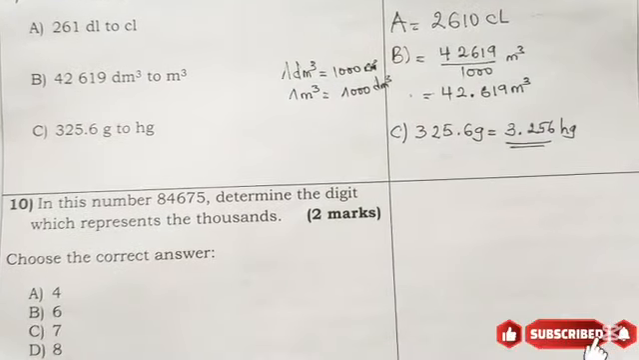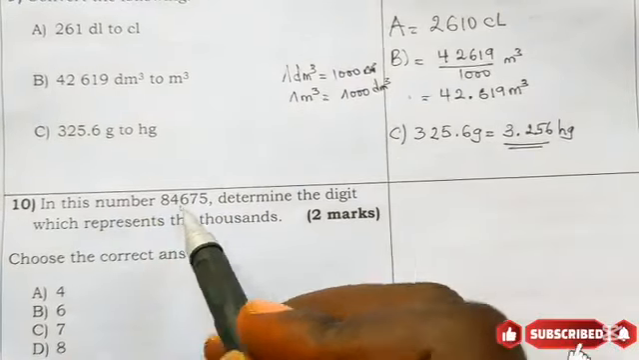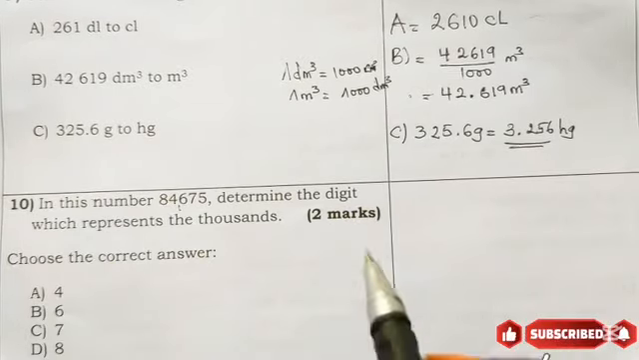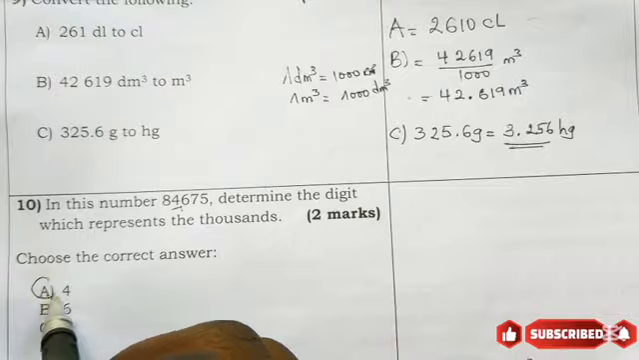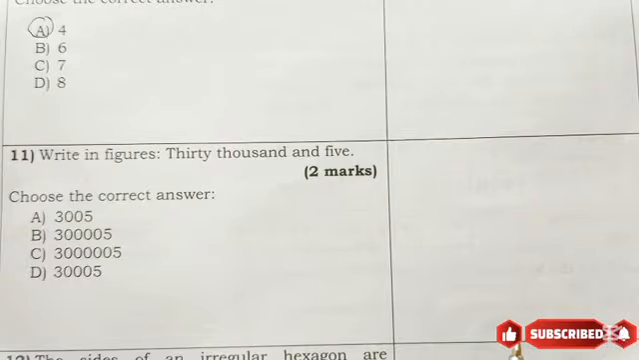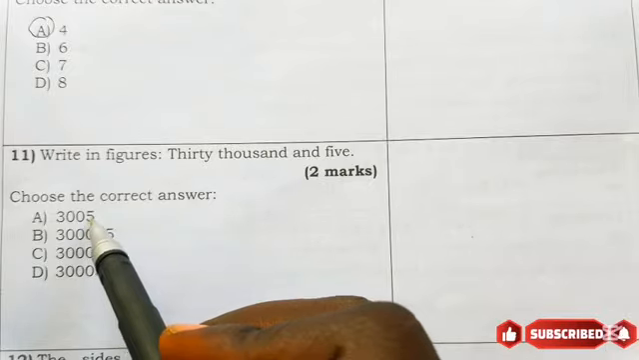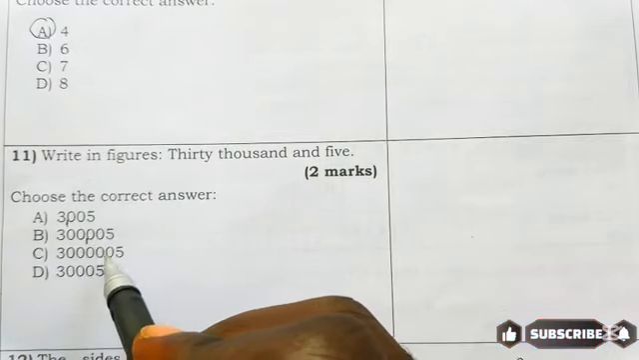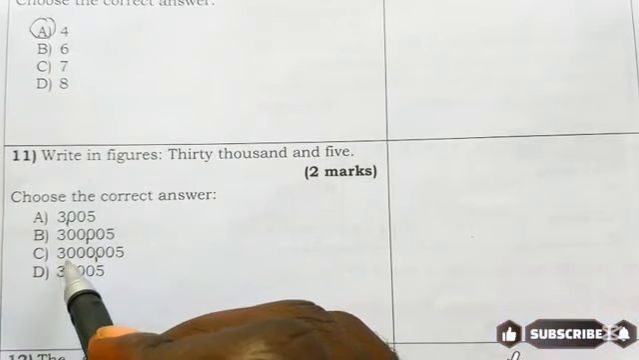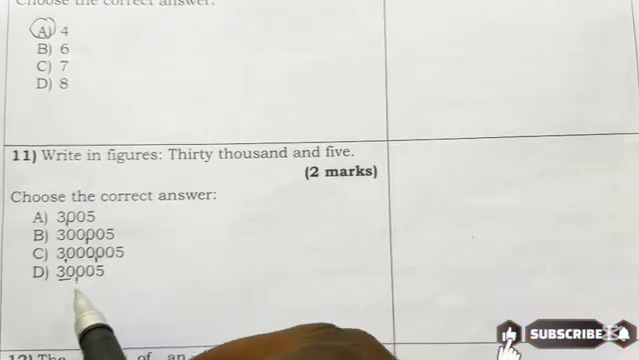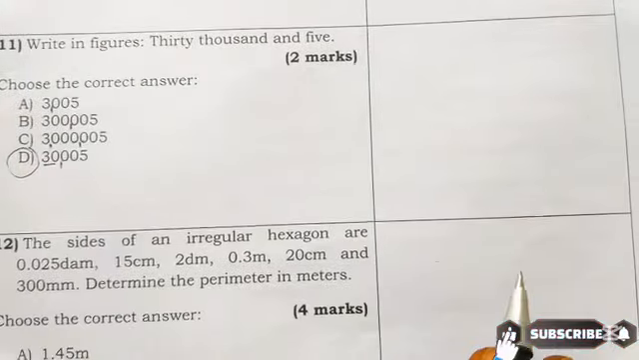In this number, 4,675, determine the digit which represents thousands. Of course, it is 4. It is this one. Question 11. Write in figures 30,005. Here, you have to come from the right and count 1, 2, 3 and make a comma, and again 1, 2, 3 and make a comma, until the last 1, 2, 3 where you make a comma, which means that this is 30,005, and this is your solution.